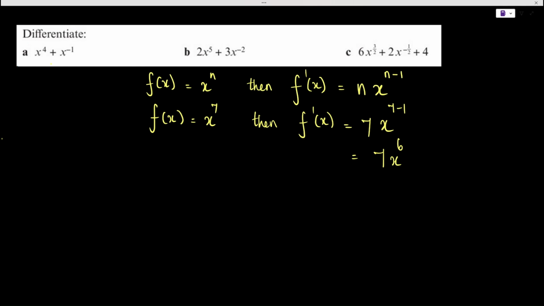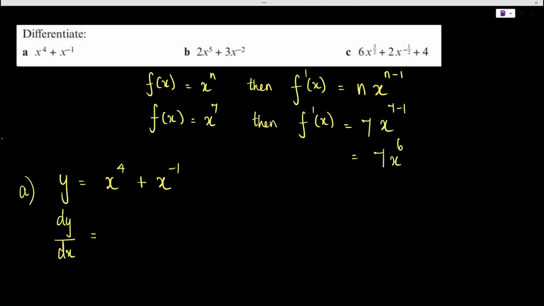So for A, we can just do this as y is equal to x to the power of 4 plus x to the power of minus 1. Now, the notation for when we differentiate with y is dy over dx. So this is just the change in y over the change in x, so the rate of change in y.